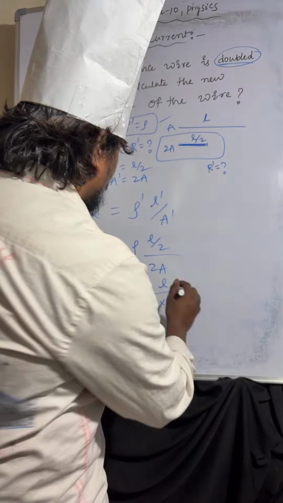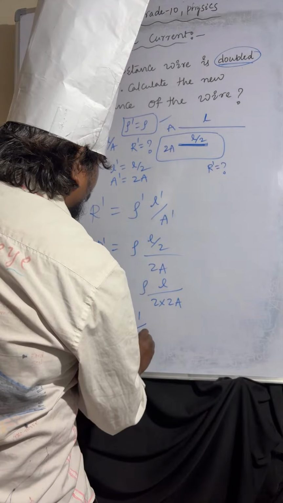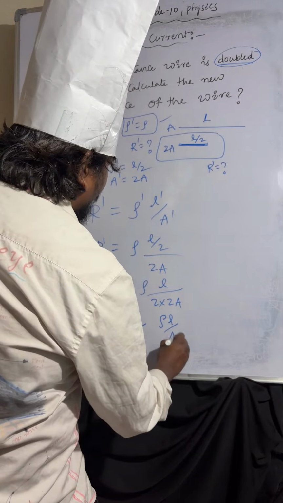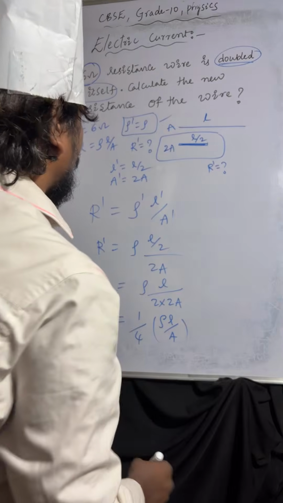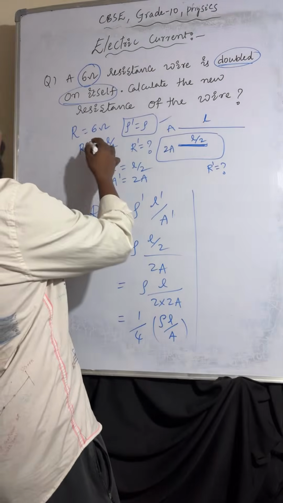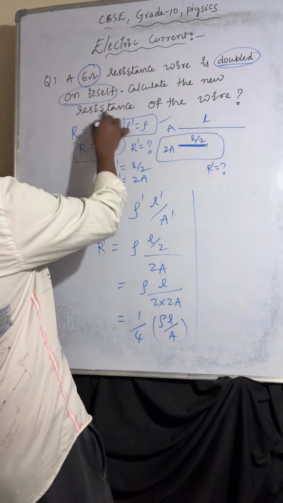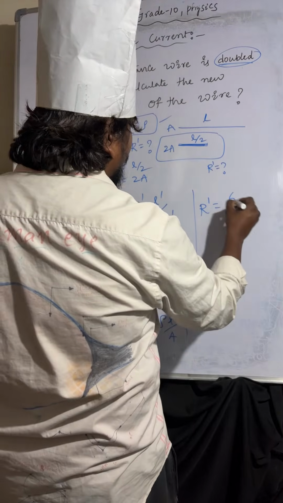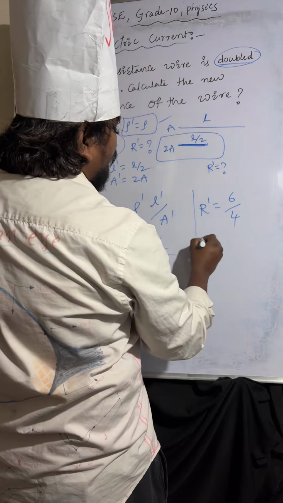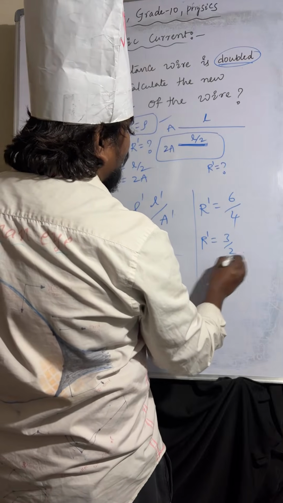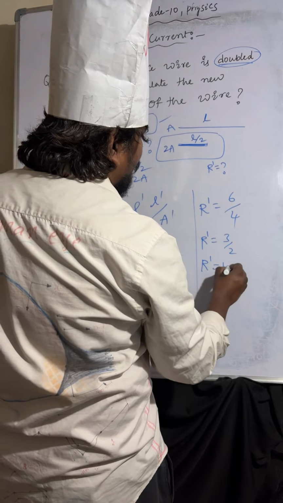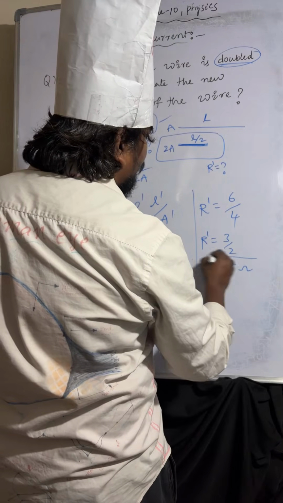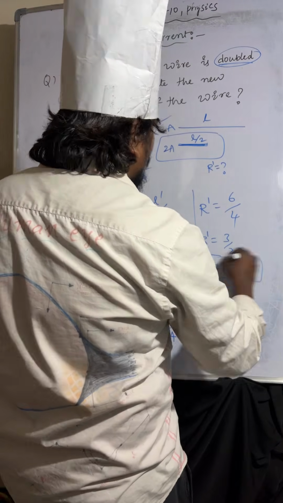Now you can see, 1 by 4 into rho into L by A. This rho into L by A is what? It is R, and its value is 6. So R dash equal to 6 by 4. 6 by 4 is nothing but 3 by 2, and 3 by 2 is nothing but 1.5 ohm. Understood?